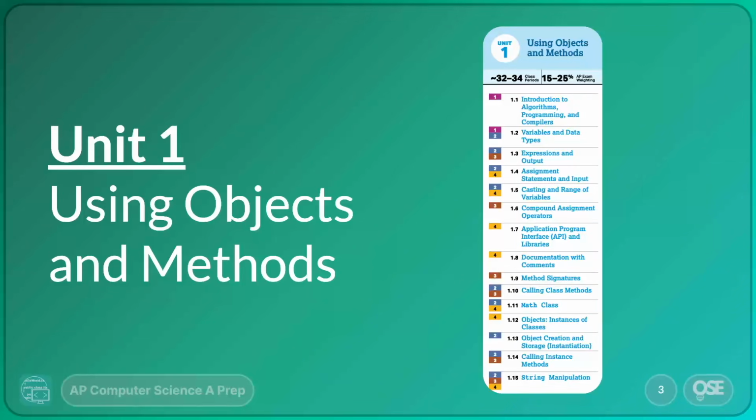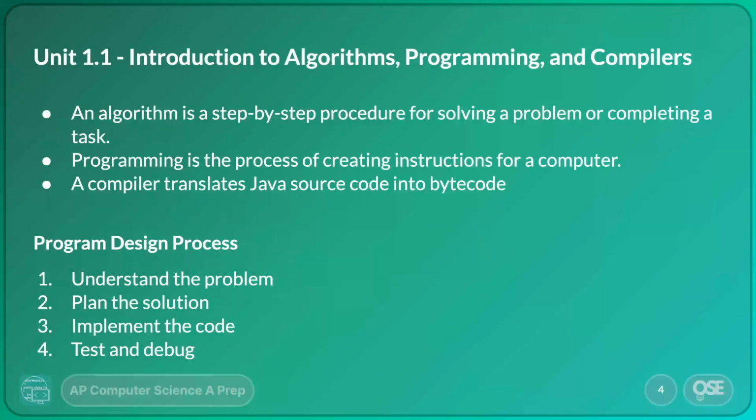Now, let's get started with Unit 1, using objects and methods. First, let's talk about an introduction to algorithms, programming, and compilers. An algorithm is essentially a step-by-step procedure for solving a problem or completing a task, and programming is the process of creating instructions for a computer. A compiler is a program which translates Java source code, or code that you write, into bytecode, which a computer can read and execute.